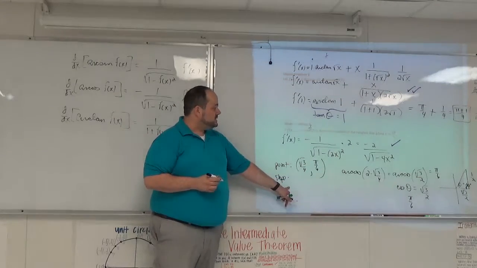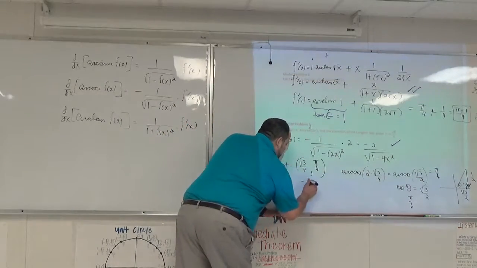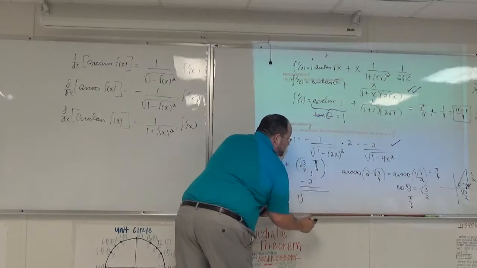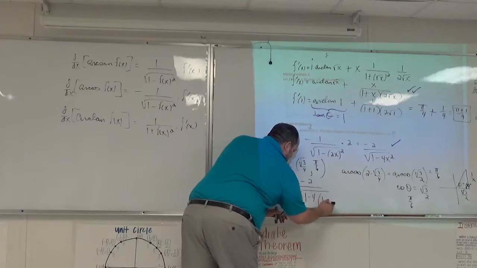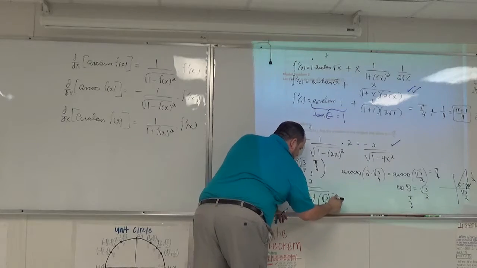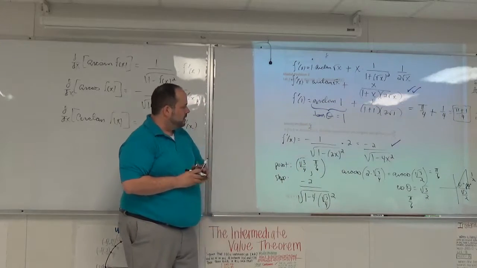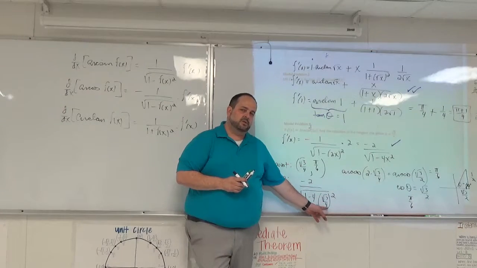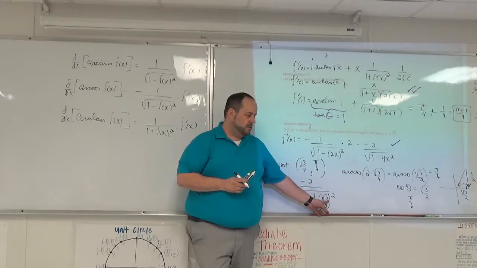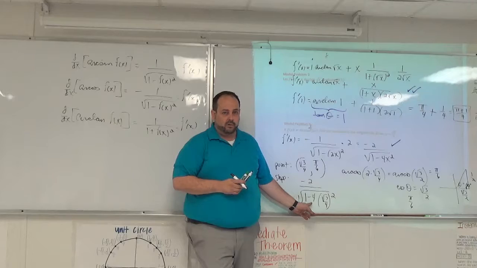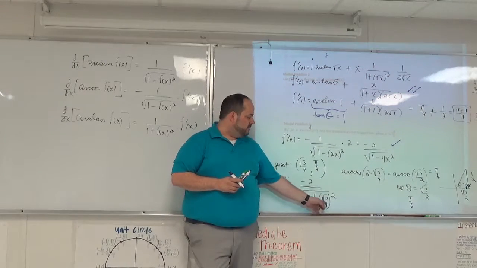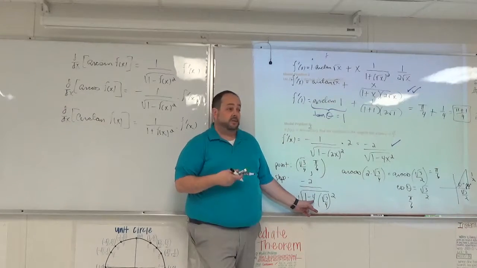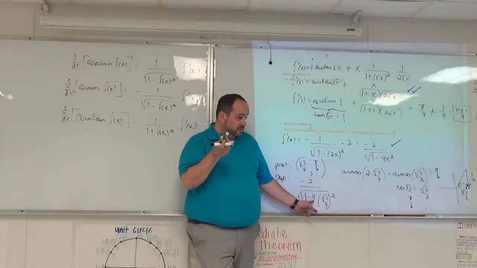Now I need the slope. So the slope is going to be negative 2 over square root 1 minus 4 times square root of 3 over 4, the whole thing squared. Square the numerator: 3 over 16. Multiply by 4. 3 over 16 times 4 would be 12 over 16, which is really 3/4.